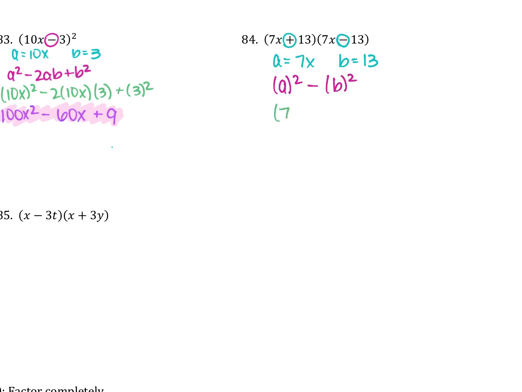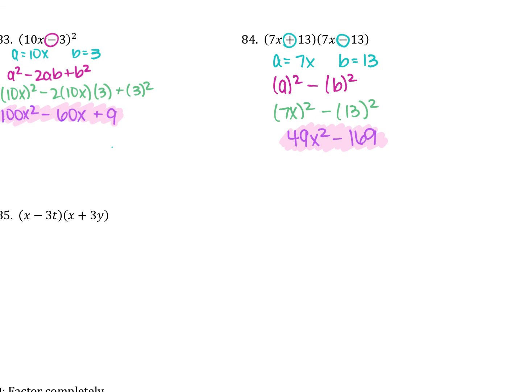So this is just going to give us 7x to the second power minus 13 to the second power. The 7x to the second power is 49x squared. The 13 to the second power is 169. So that's just 49x squared minus 169.